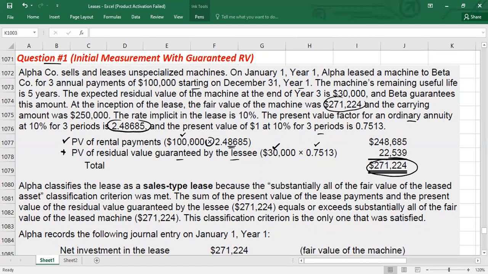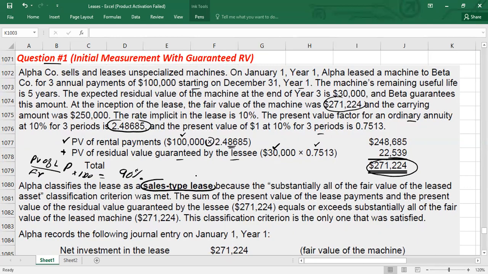Of course, it is a sales-type lease. Why? Because the 90% criterion is met. If you remember, there is a lease classification test: you divide the present value of lease payments by the fair value of the asset, multiplied by 100. If the answer is 90% or more, then from the lessor's point of view, we can classify it as a sales-type lease. And here it is almost 100%.